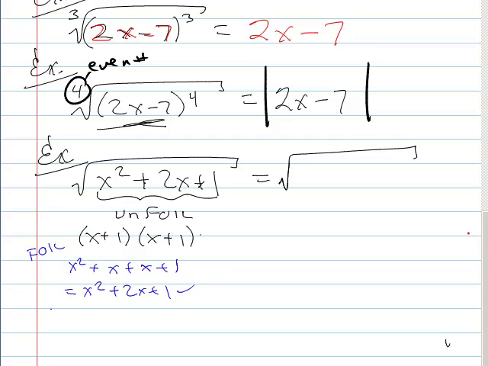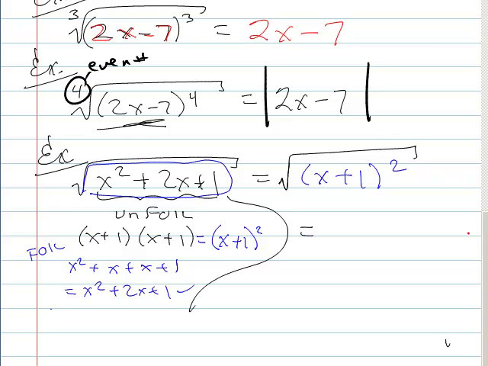If I look at this, x plus 1 times x plus 1 is the same thing as x plus 1 squared. So I can replace this here with x plus 1 quantity squared. So the square root of x plus 1 quantity squared is going to be equal to something with an absolute value sign, and that something is what's on the inside of that function right there. So you're all set.